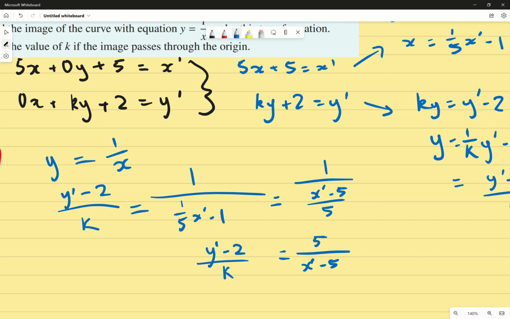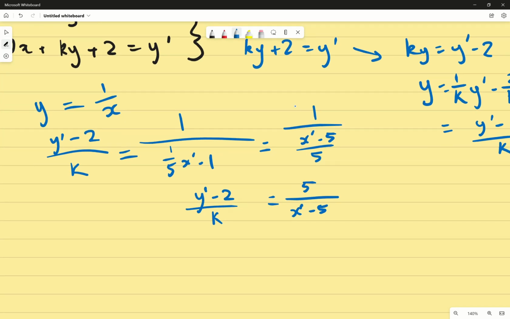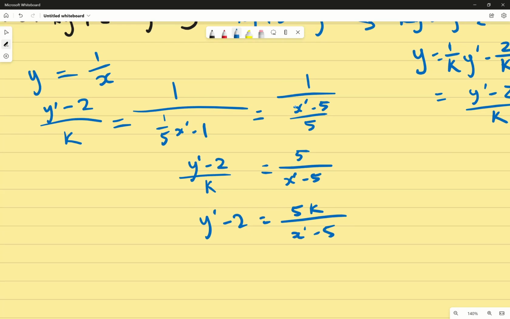Now, in order to get y by itself, or y dash, the image, I need to multiply both sides by k, so that's y dash minus 2 equals 5k over x dash minus 5. And then I'm going to plus 2 on both sides. You know what? I'm not going to rewrite it. I'm just going to write that here. So that's y dash equals 5k over x dash minus 5 plus 2. And then finally, as an answer, I would write image y equals 5k over x minus 5 plus 2. Whew, that's a lot of work.